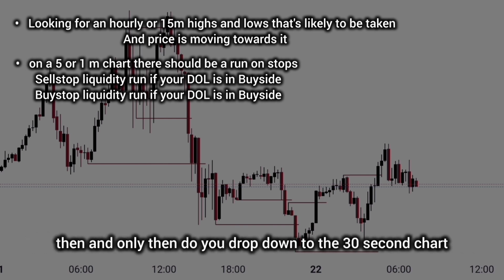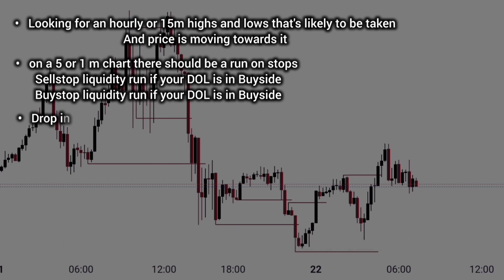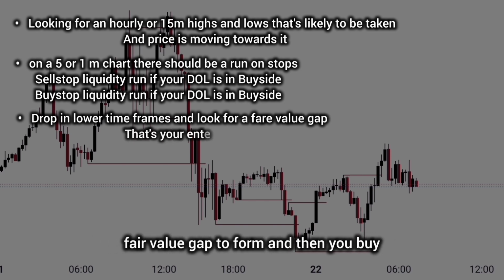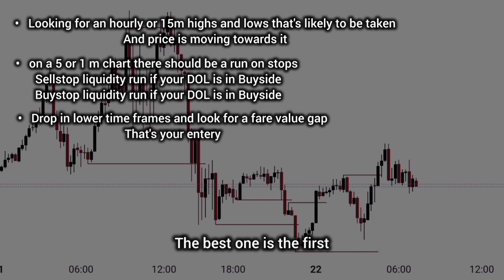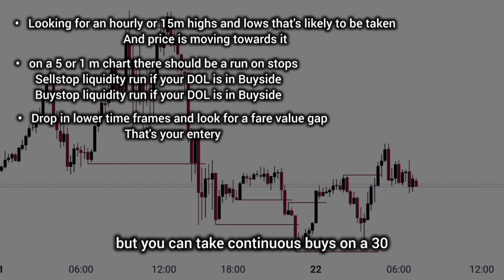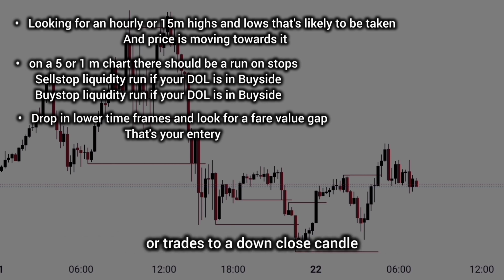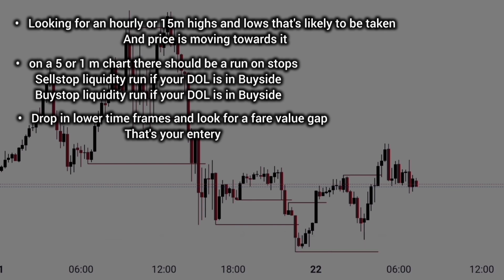then and only then do you drop down to the 30-second chart and you wait for a fair value gap to form, and then you buy it. The best one is the first, but you can take continuous buys on a 30-second every time it creates a fair value gap or trades to a down closed candle. You treat it like a bullish order block.